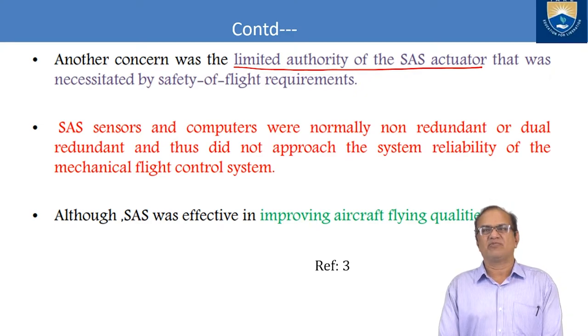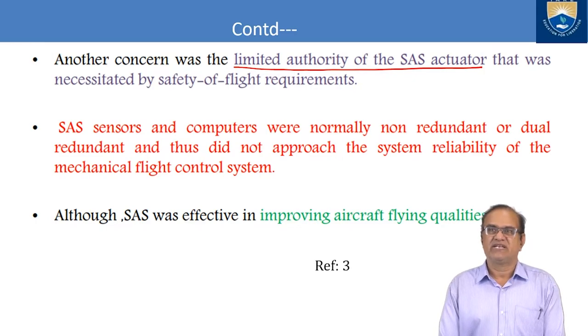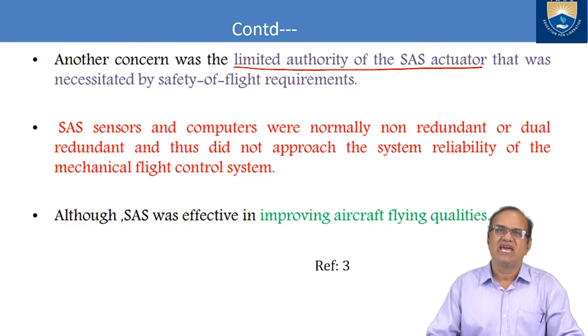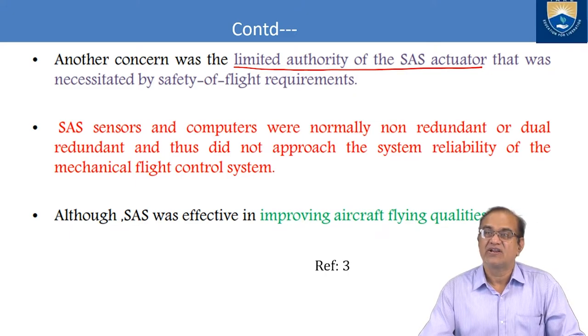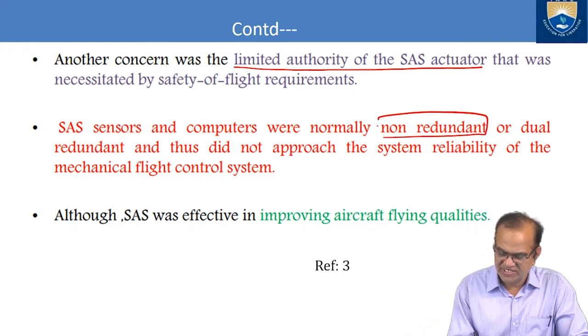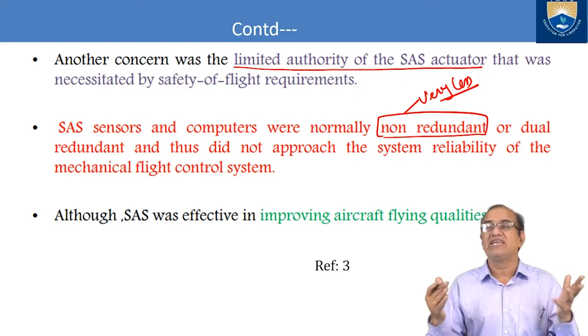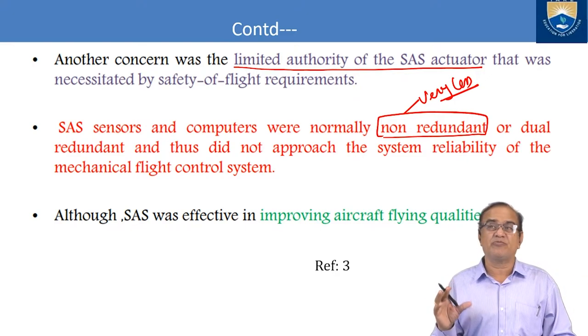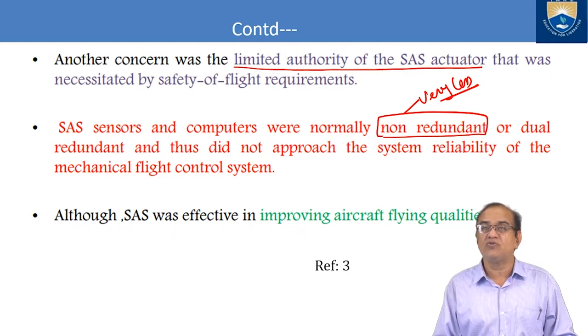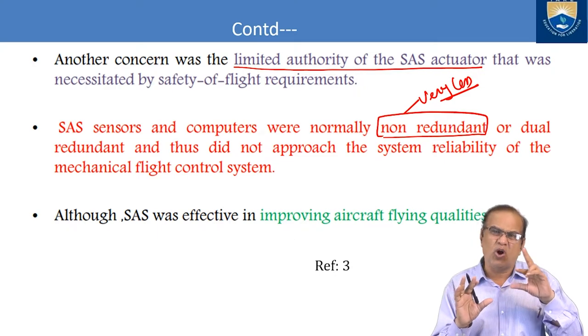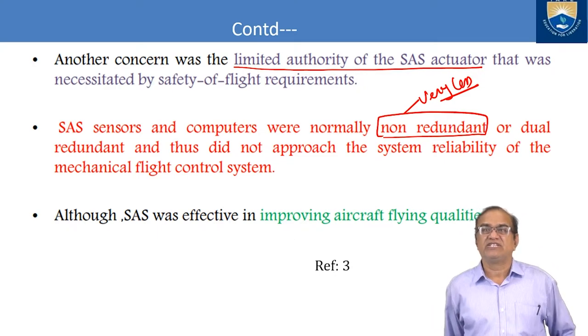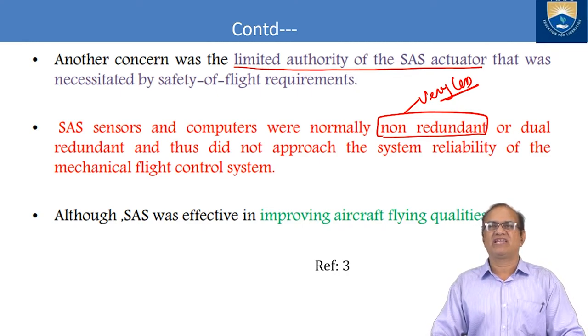SAS sensors and computers were normally non-redundant or dual redundant, and thus did not approach the system reliability of the mechanical flight control system. Non-redundant means no safety. Safety was very less. It means there is no other system to take over in case of failure. Dual redundant means only one standby was there.